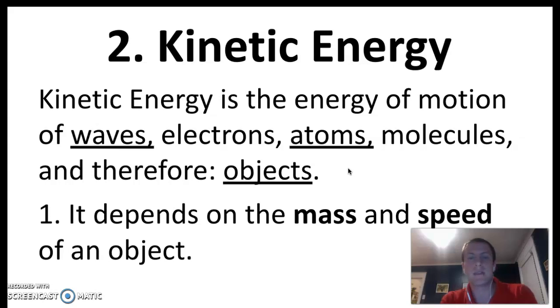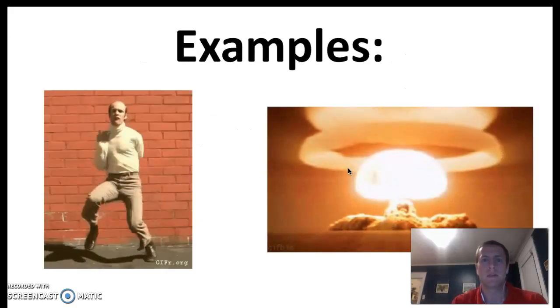Kinetic energy is the energy of motion of waves, electrons, atoms, molecules. Basically, you don't see that stuff though, so it's the energy of objects. It depends on the mass and speed of an object though. So the more mass it has or the more speed it has, it's going to have more kinetic energy, more of an ability to change whatever it ends up hitting.